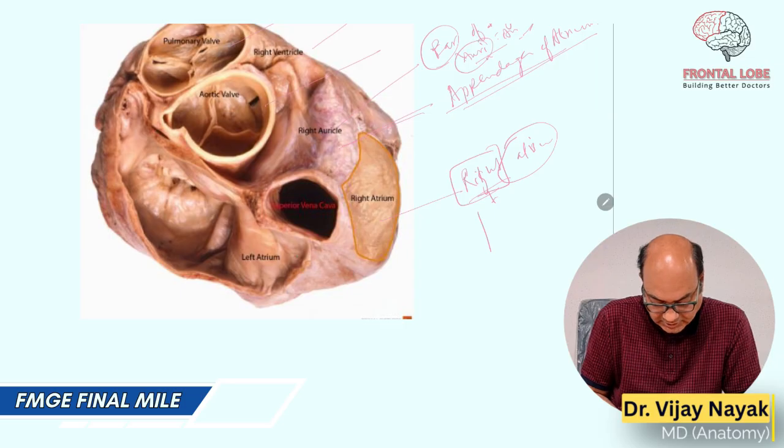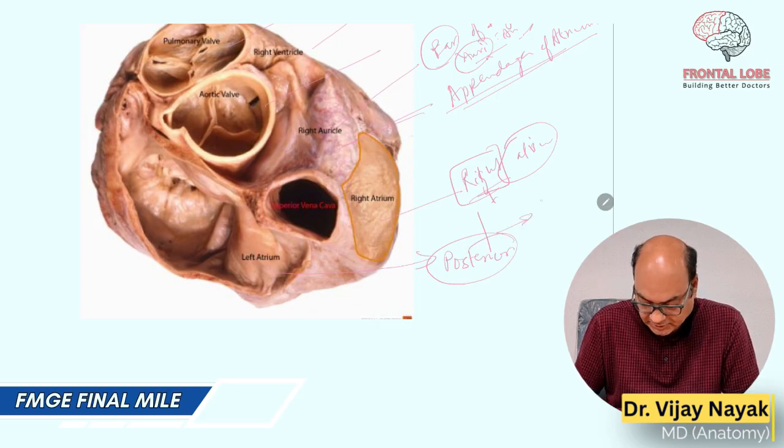But here you can clearly see the left atrium, which is to be remembered. All the structures are anterior, but the left atrium is located posteriorly. So actually the nomenclature is wrong. Left atrium is not left, it is posterior. Left atrium is posterior.